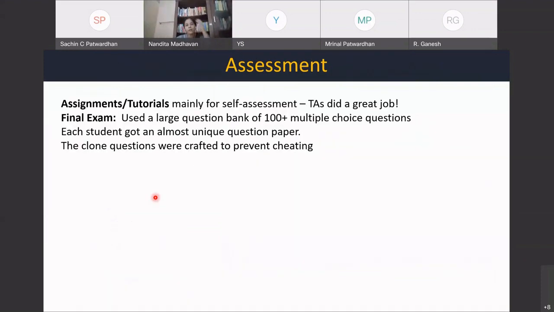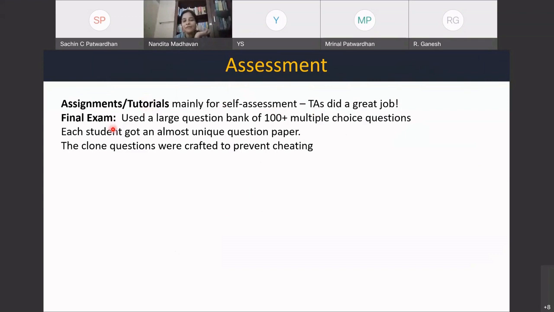So this is the assessment model that we use. This is a big challenge in the online semesters, and the assignments and tutorials again were mainly for self-assessment. I already spoke of the tutorials. The TAs did a great job, and there was no grade for this, so the students were able to spend a lot of time on discussion.